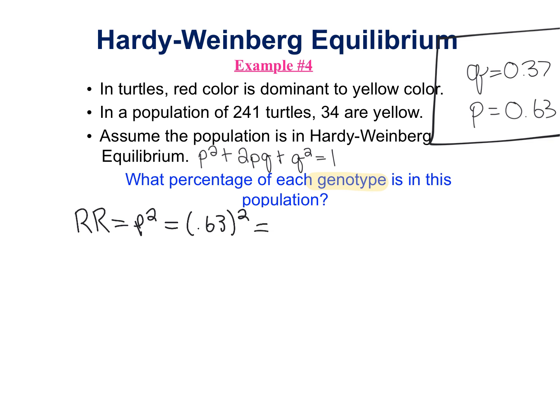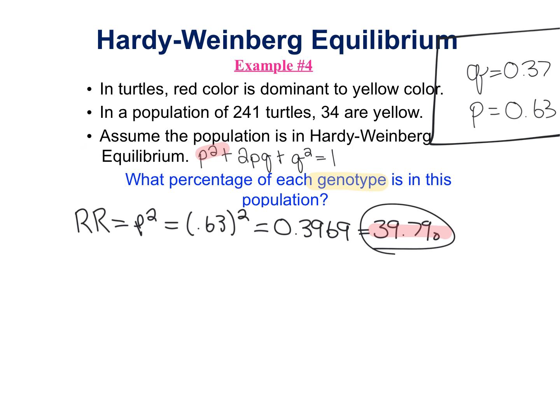So for us today, that is going to be 0.3969, which is going to be 39.7%. So this number we just got is p squared. So that is the first part of our equation. So we still need to figure out 2pq and q squared. So we have our first genotype done.